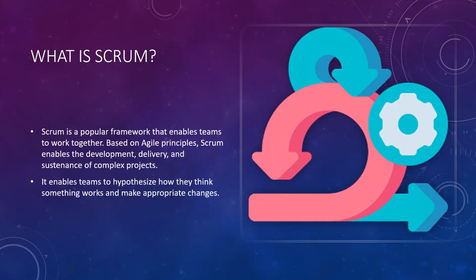Scrum is a popular framework that enables teams to work together based on the Agile principles. Scrum enables the development, delivery, and sustenance of complex projects. When we are talking about project, process, and people, we have to consider the framework. This framework should fit all of these things: project, people, and process. Project is where we get the requirements and define them. We plan how to execute these requirements within the given period of time. That is nothing but a project.